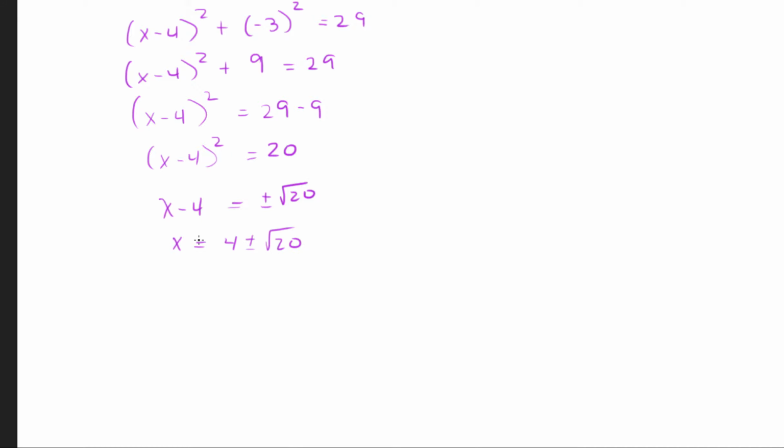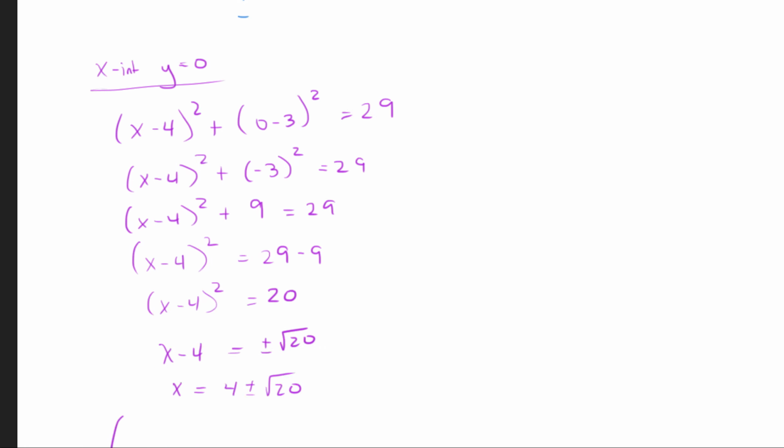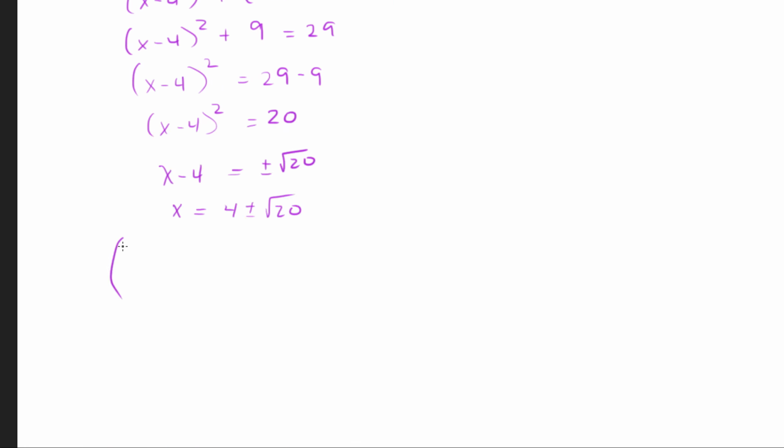Notice that I had to add 4 on both sides. So my y-intercepts are going to be, wait, am I looking for the y? Yeah, my x-intercepts, my bad. 4 plus radical 20, comma 0, and 4 minus radical 20, comma 0.